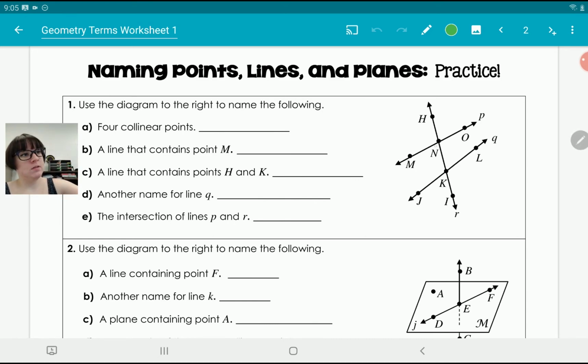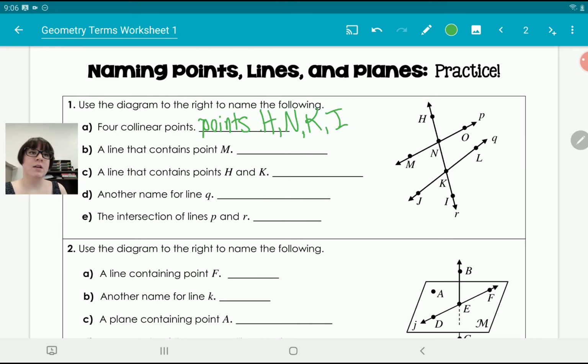We can see that line P only has 3 points on it, so can't use any of those ones. Line Q also only has 3 points on it. So if we look at line R, 1, 2, 3, 4, we can use those ones. So we have points H, N, K, and I. And remember, if we're labeling points, we're going to use capital letters.